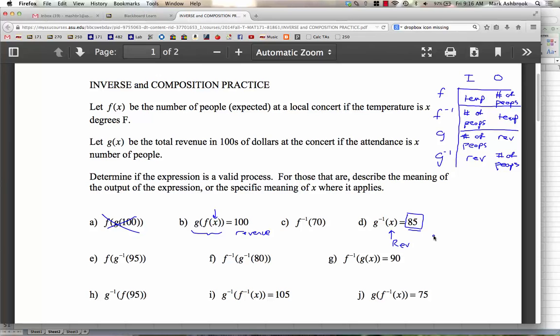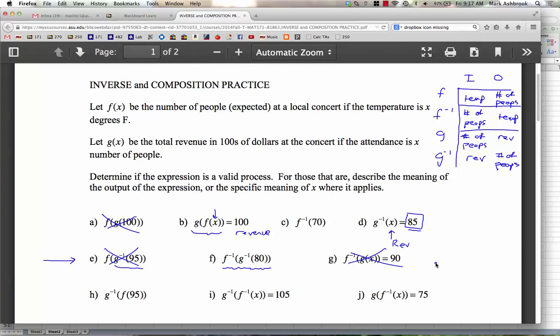Okay, so of E, F, and G, which one works? Do all of them work or just one? E doesn't work? Okay, output of G inverse, number of people, input of F, temperature, doesn't work. Does F work? Yeah. Output of G inverse is number of people, input of F inverse is number of people. This one works. And then does this one work? Output of G is revenue, input of F inverse, number of people, doesn't work.